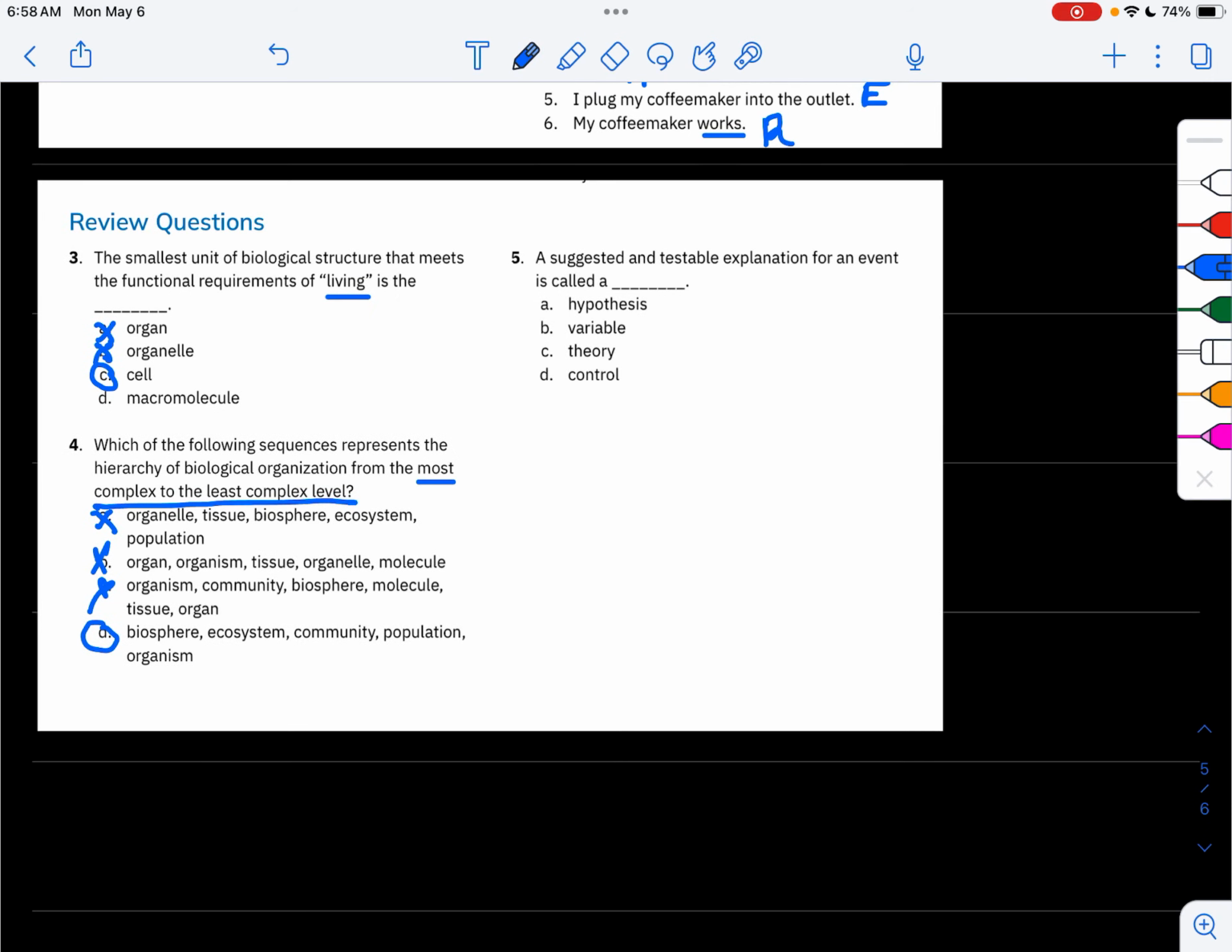All right, number 5, a suggested and testable explanation for an event is called a... it has to be testable, therefore it is a hypothesis. Theory and hypothesis normally get messed up. It is another common misconception in the field of science. A theory cannot be tested, or a theory is almost impossible to test. A hypothesis then, remember, is if this something happens, then this will happen. Statement.